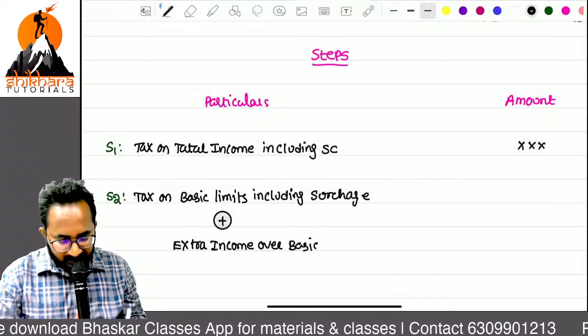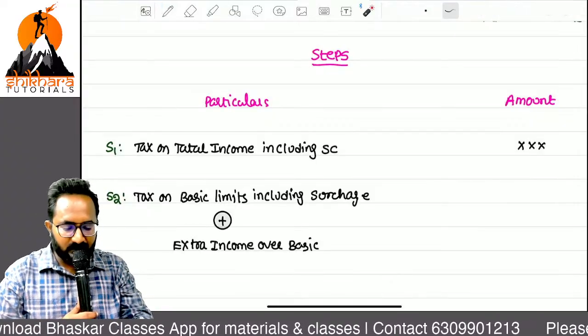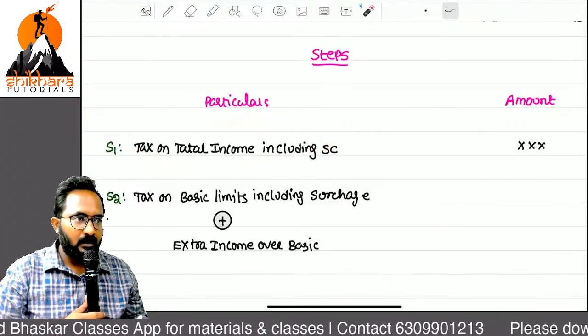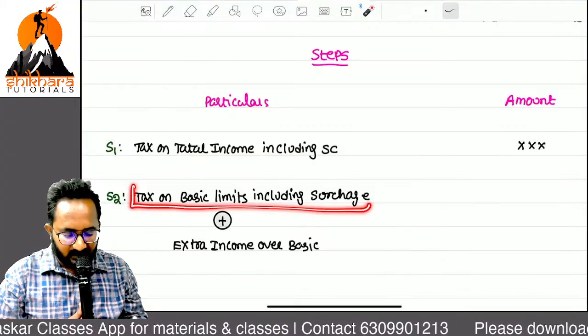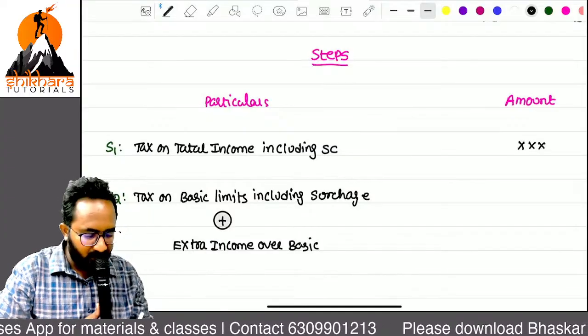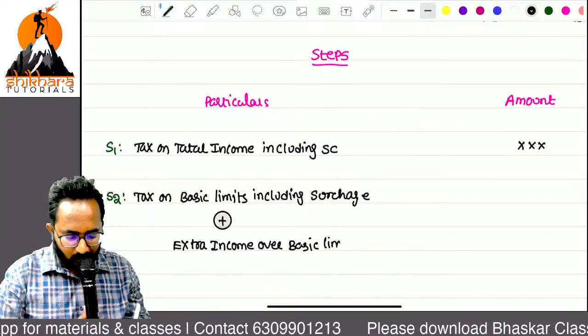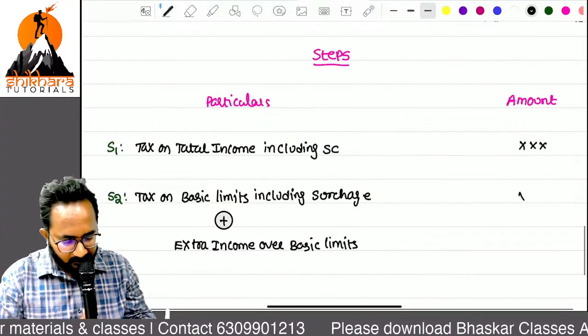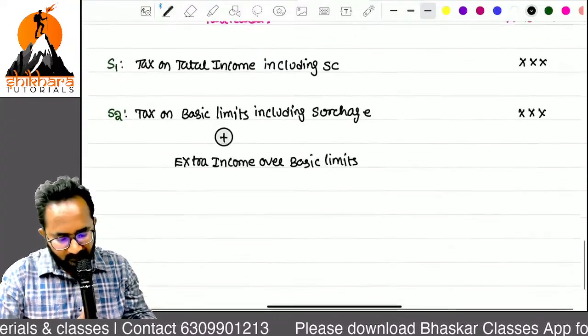So that is the assessee's intention. If you are asking for more tax, I will pay the tax on basic limits and I will give this entire excess income to the department only. Excess income over the what? Basic limits. Now, step 3?